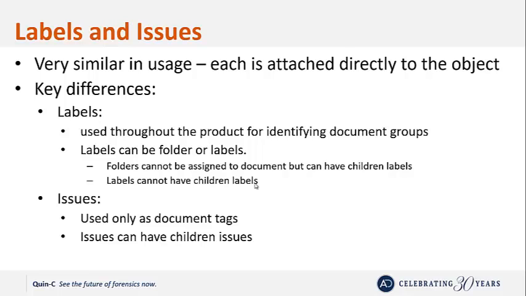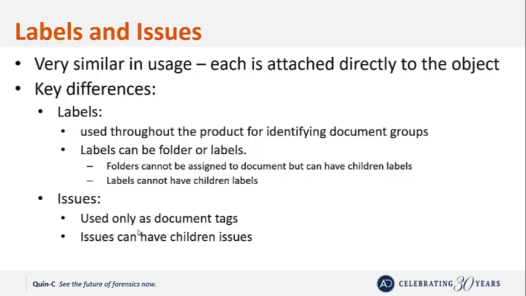Issues, on the other hand, are used only as document tags. They are not used for mass actions throughout the product. They're really just for sorting and filtering documents. Issues, differently than labels, can be both folders and end tags at the exact same time. So in the example we had before, where we had the Tim folder and tags A, B, and C, if we had the Tim issue code and children underneath it, A, B, and C, we could tag a document with both Tim and A, B, or C.